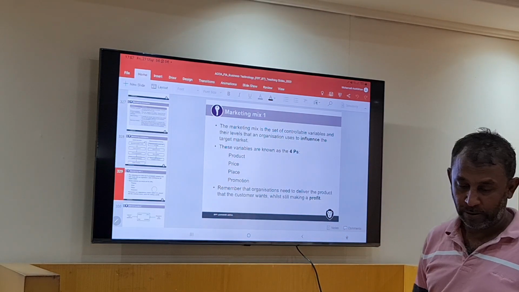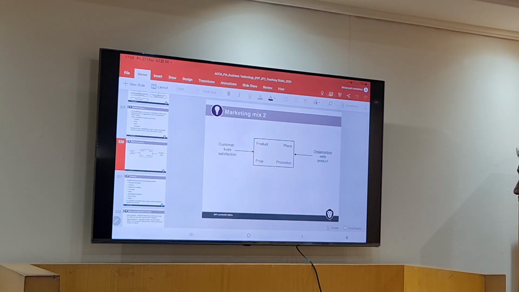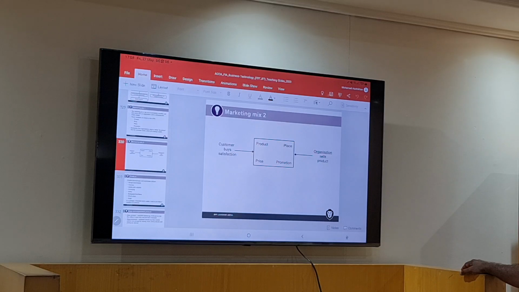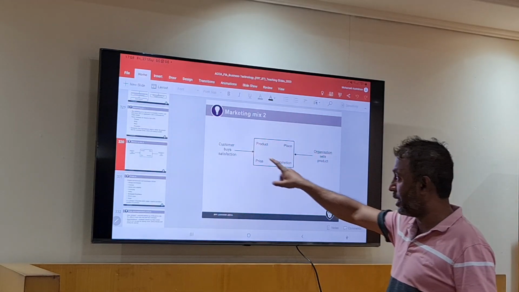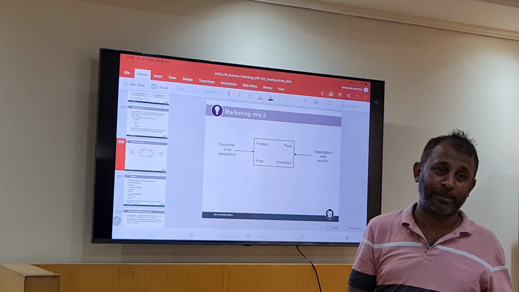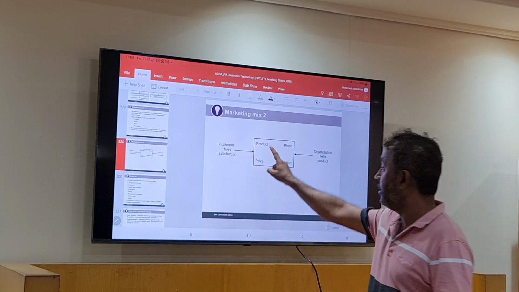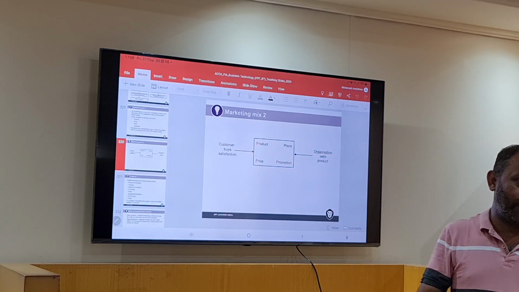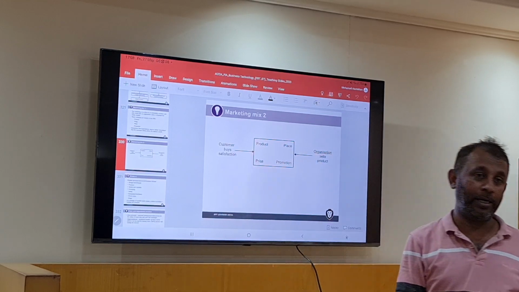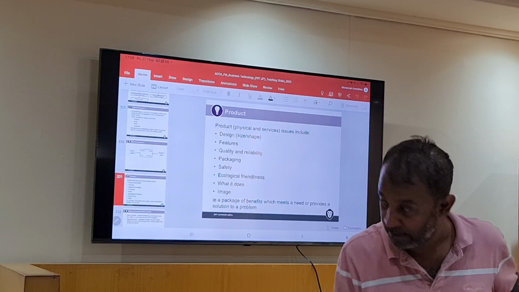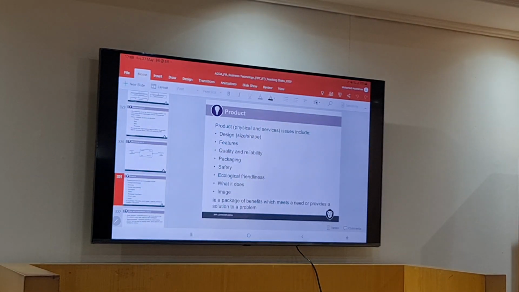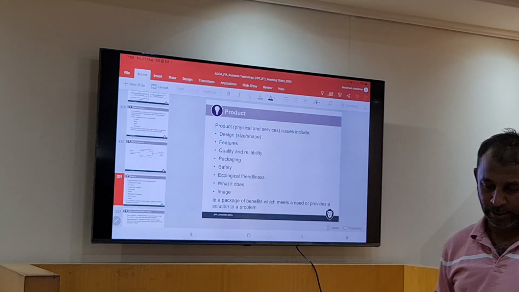Customer buys. Customer buys satisfaction. Product, price, place, promotion. Organization sells product. Actually, organization is only selling the product. But the customer is finally buying the satisfaction, he is paying for the satisfaction, not for the product. By way of you planning it in these 4 mixes. You are planning it the right way for your product, for your place, for your promotion, and your price. Physical and services include design, features, quality and reliability, packaging, safety, ecological friendliness. What it does, image. A package of benefits which meets a need or provides a solution to a problem. So that is the product.